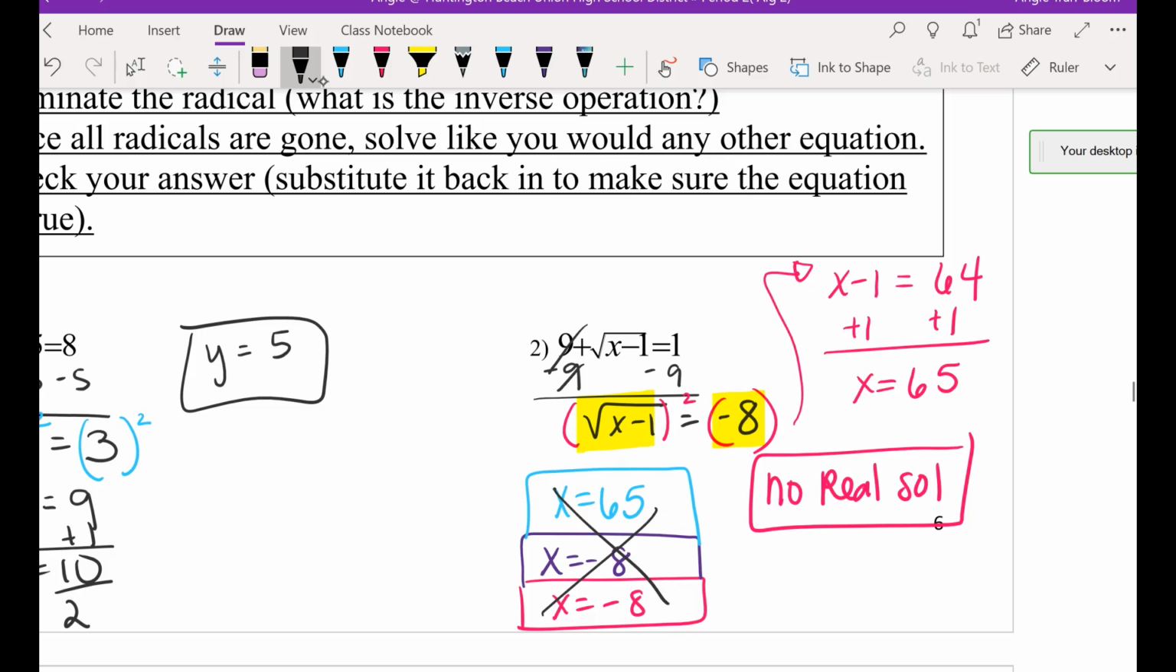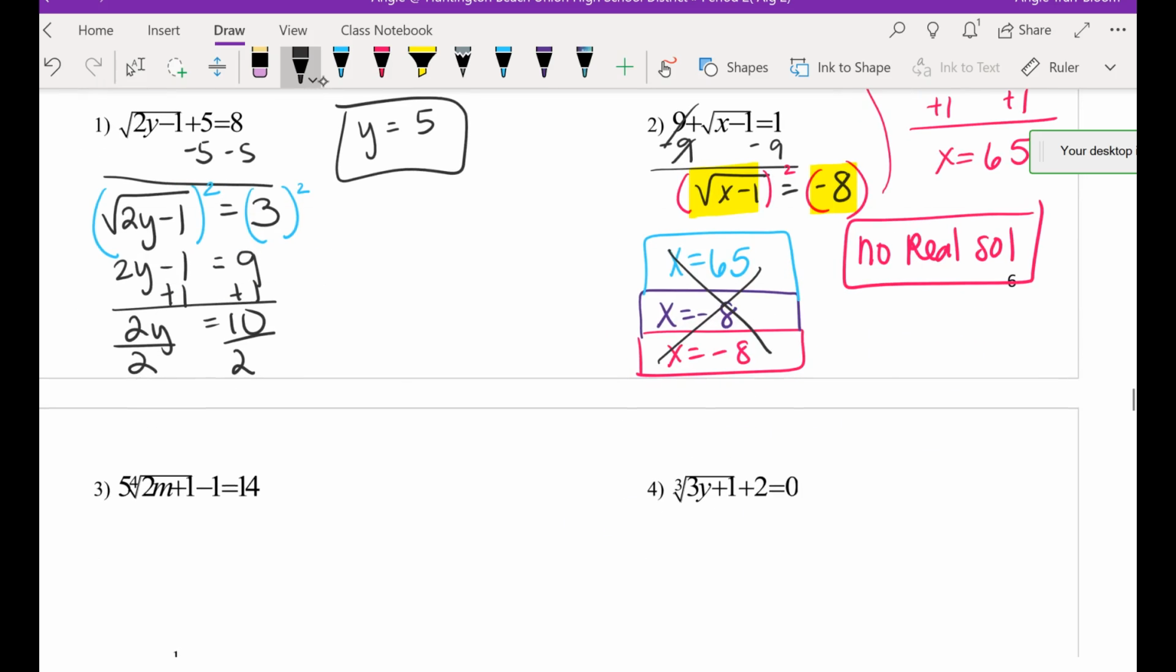Yes, Grace? So any problem with a negative in the radical is no real solution, just automatically? No, no, no, no. Not any problem. Only what kind of radicals? Square root or fourth root or sixth root. So like any even number. Any even index.